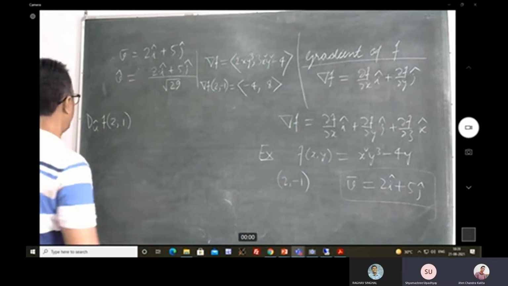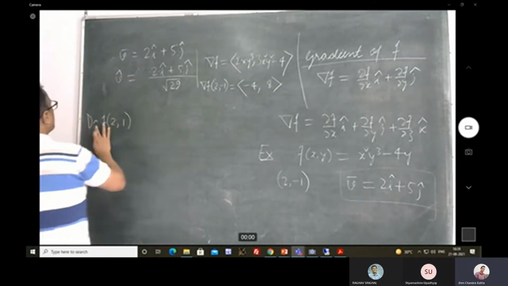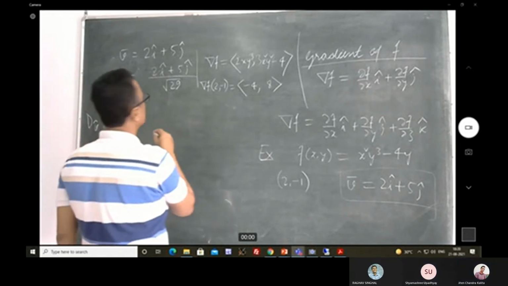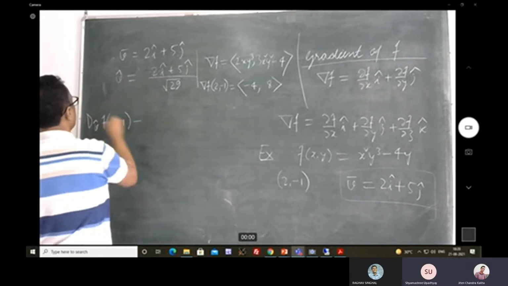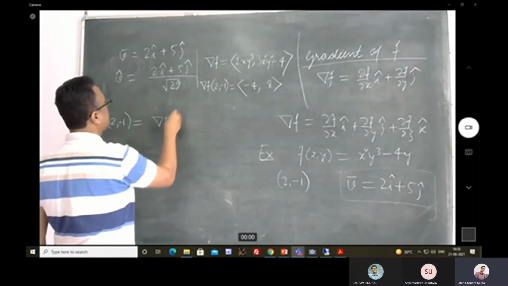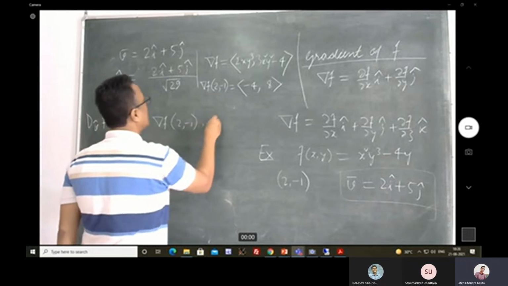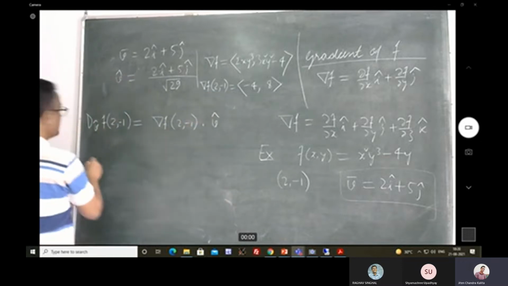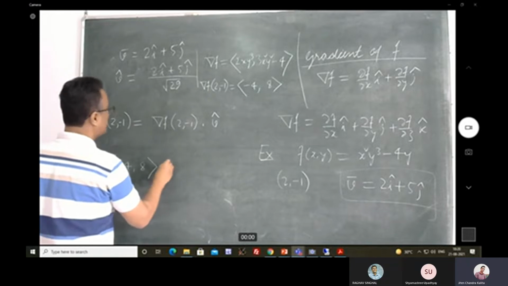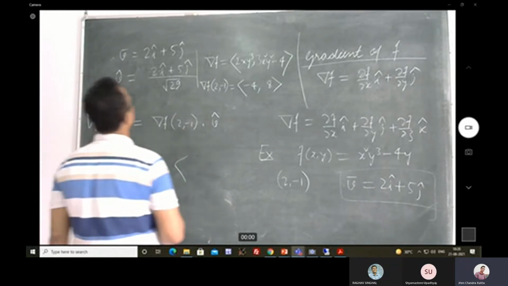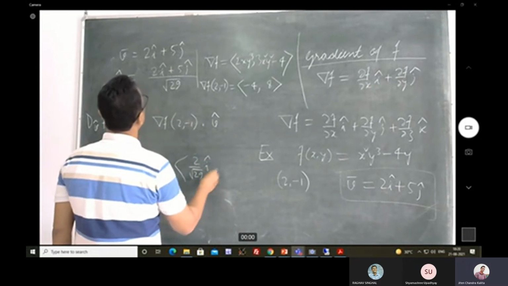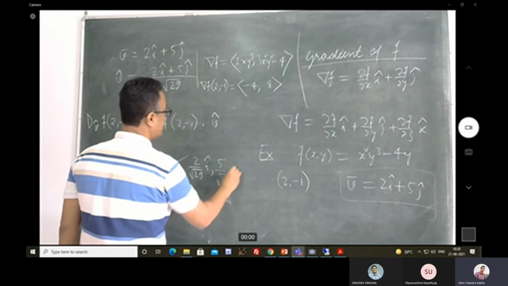Fine? Okay. So, sorry, this is v, at the point (2, -1). So this is equal to simply the gradient at (2, -1) dotted with v cap. So this is simply (-4, 8) dot (2 by square root 29, 5 by square root 29).